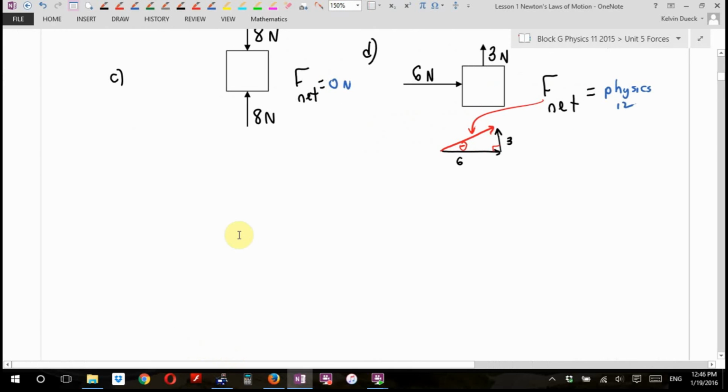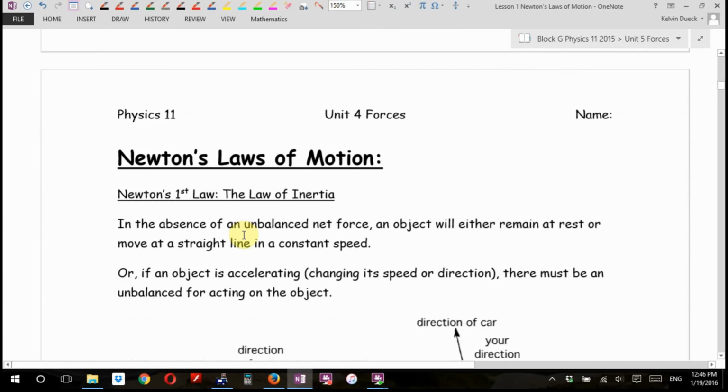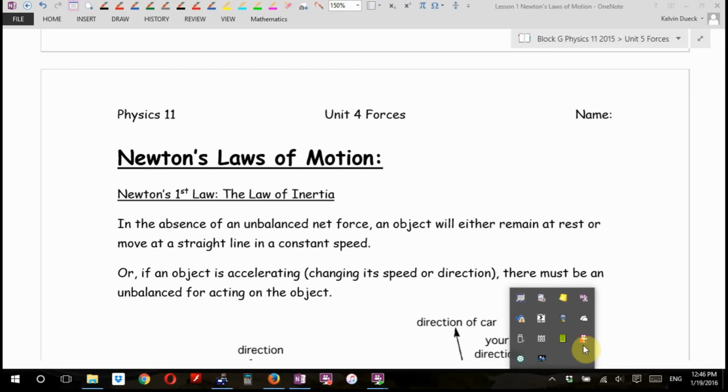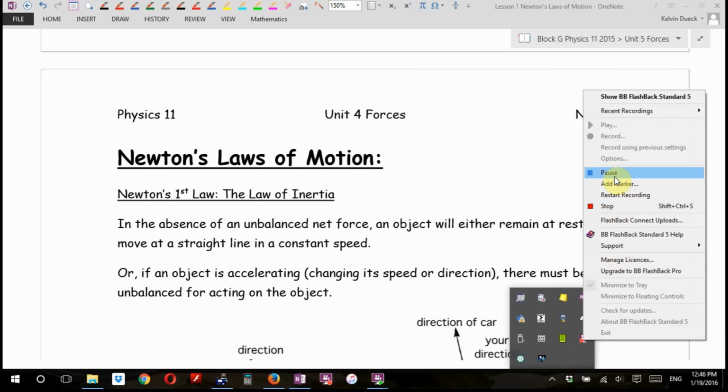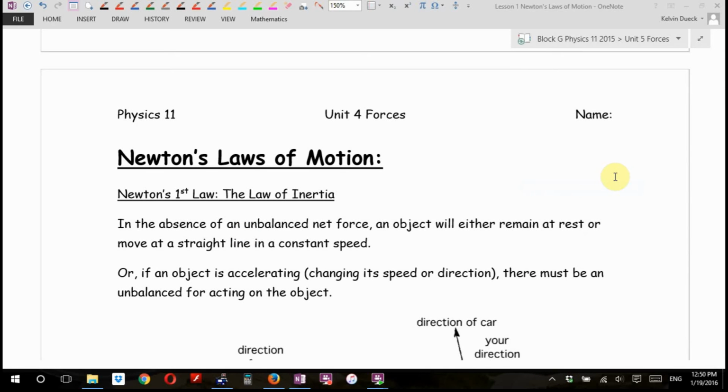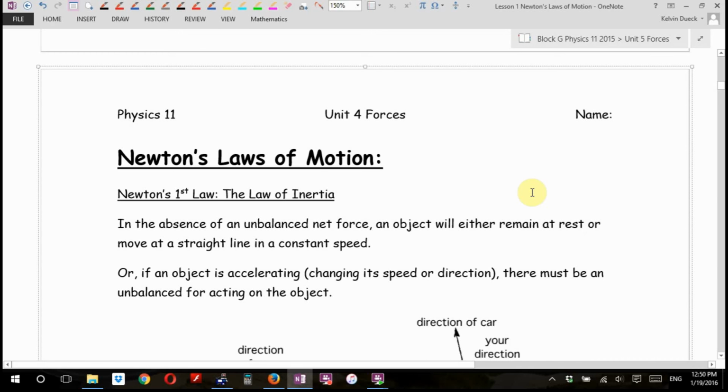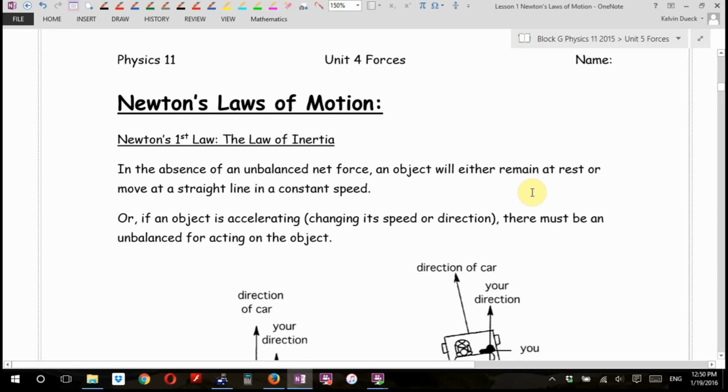So we've got to go on my Sir Isaac Newton rant. Newton's laws of motion. Put your pencil down. Newton's first law is often called the law of inertia. In the absence of an unbalanced net force, an object will either, only two options, remain at rest or move in a straight line at a constant speed. Or, Shane, if I want to phrase it a different way, it won't accelerate.